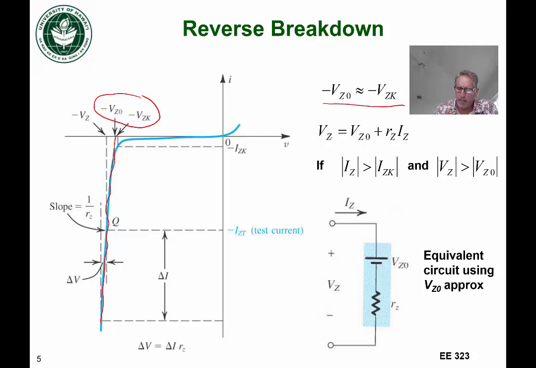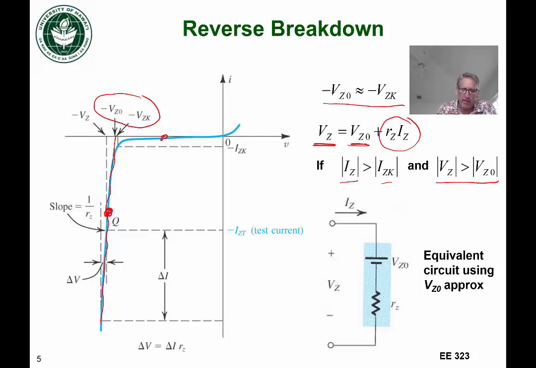And what we see is if we write an expression for that line, we can see that at some voltage, VZ, we have the x-intercept. In that case would be VZ0, and we can represent the voltage as a function of the resistance RZ and IZ. And this is assuming that IZ is greater than IZK, and VZ is greater than VZ0, that is, we're in the breakdown region.